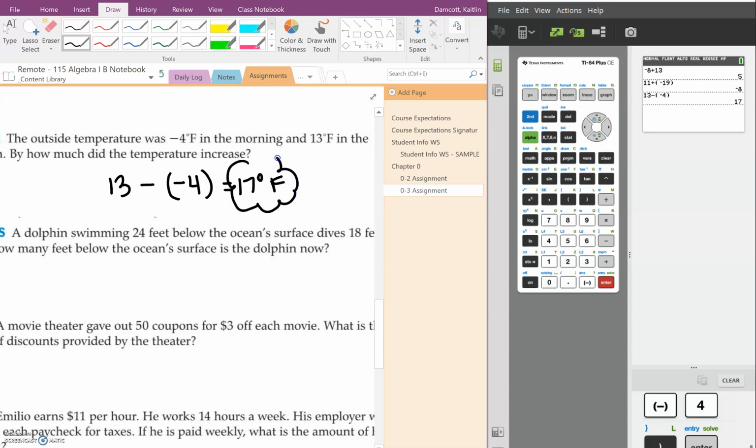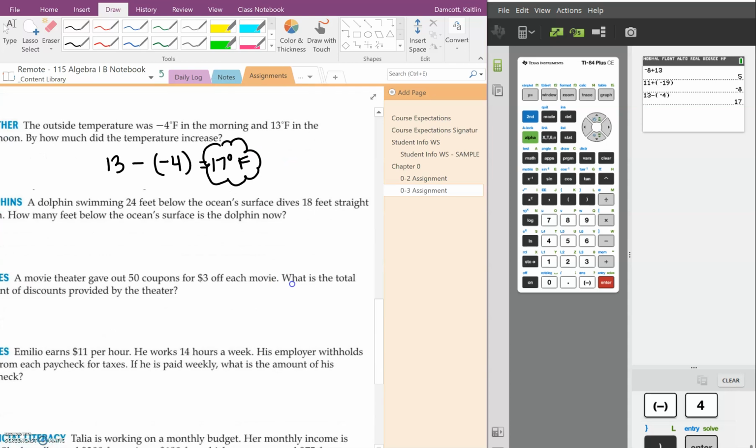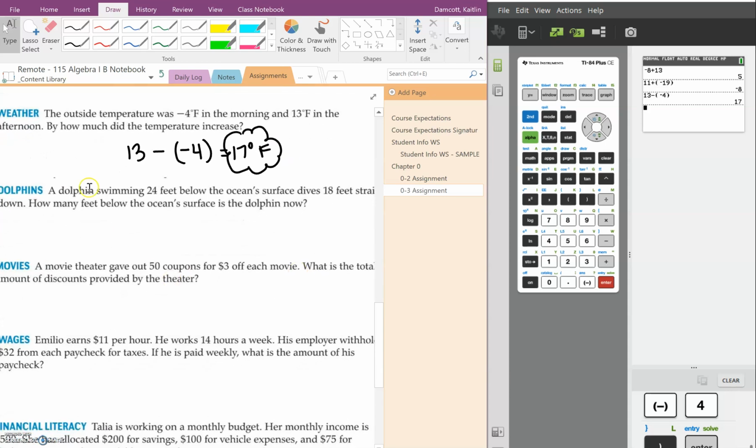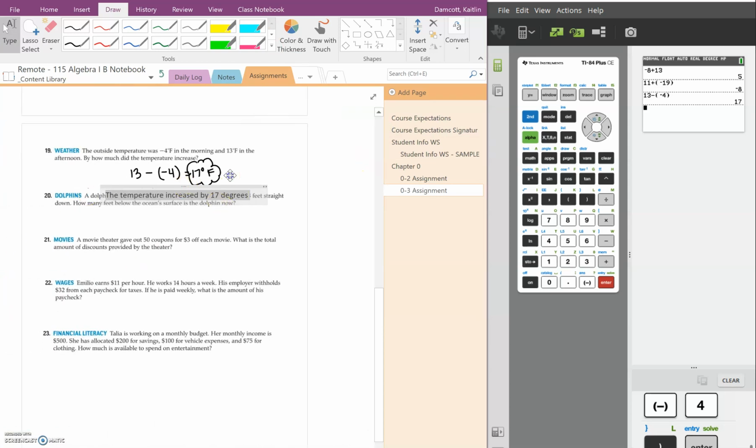This right here is your answer. So how much did the temperature increase? You could even write yourself an answer and say the temperature increased by 17 degrees. And then this makes sure that we definitely have the right answer, and I'll move it so that it fits in a little bit more appropriately. So always a good idea to write yourself a sentence to make sure that you're answering what they're asking. Go ahead and try the rest of these on your own.